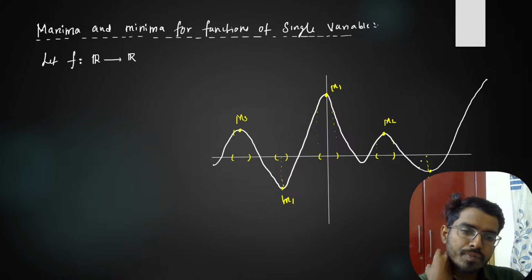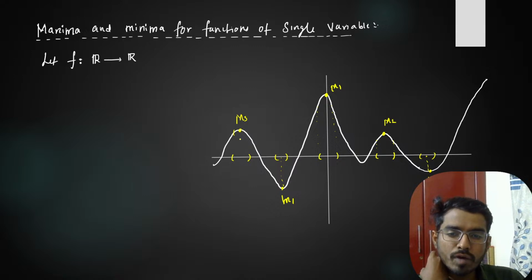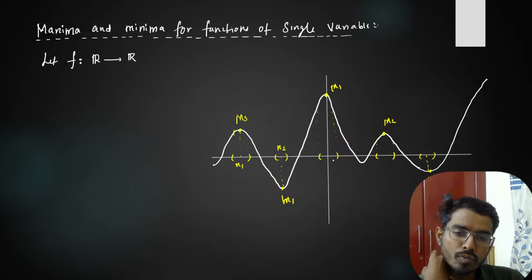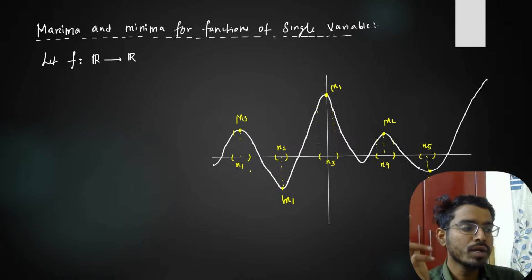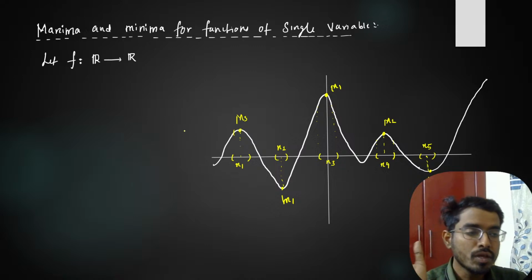So you can see in some neighborhood, let us say this point is some x1, this point is x2, this point is x3, this point is x4, and this point is x5. At the points x1, x2, x3, x4, x5, these 5 points produce either maxima or minima. Yes or no? These 5 points have maxima or minima in some neighborhood.